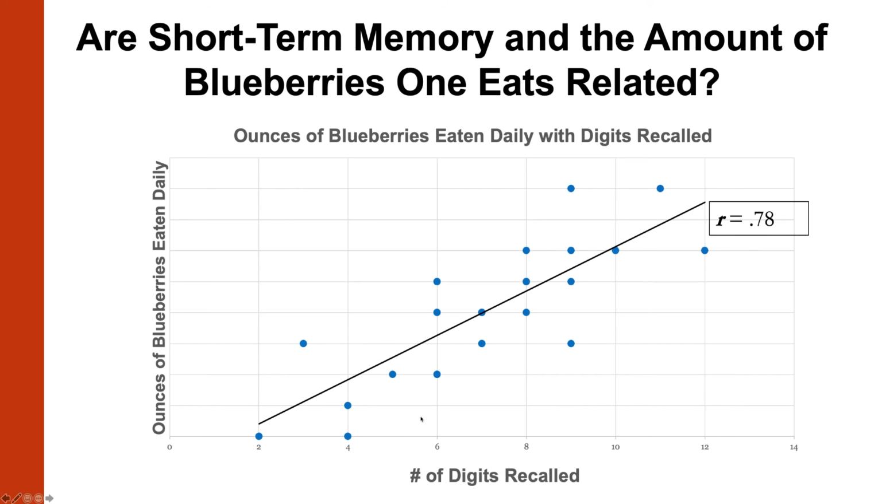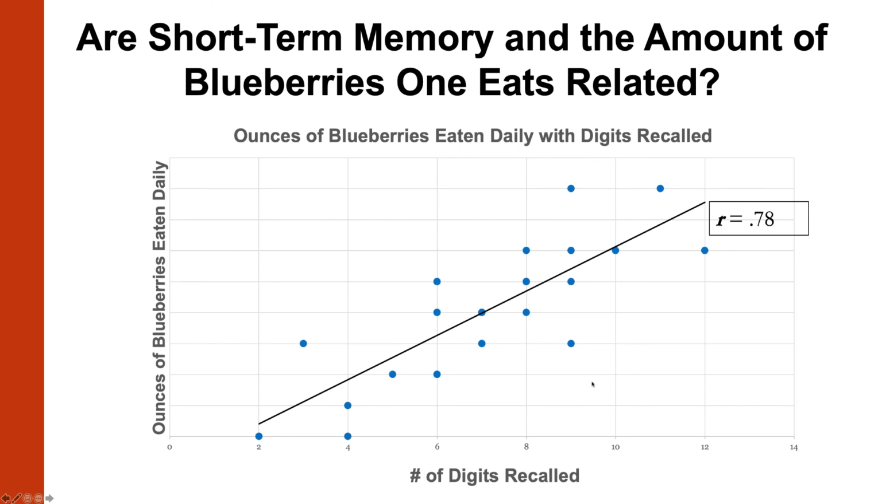Each data point on this scatter plot represents each person's number of digits recalled in the short-term memory test, plotted with the average ounces of blueberries that they ate on a daily basis over the last 4-week period. So for example, this person here remembered 6 digits in the digit span test, and they reported on average, these are in multiples of 2, that they ate an average of 4 ounces of blueberries each day. Similarly, here's another person who recalled 12 digits in the digit span, and they reported on average that they ate 2, 4, 6, 8, 10, 12, 14 ounces of blueberries on average each day.